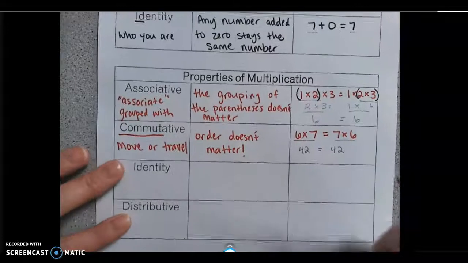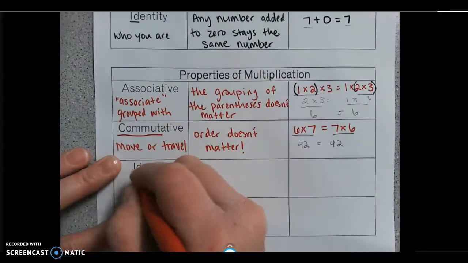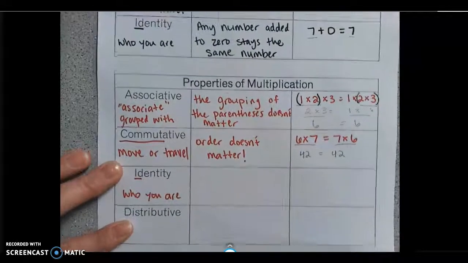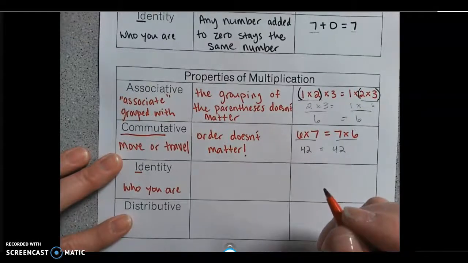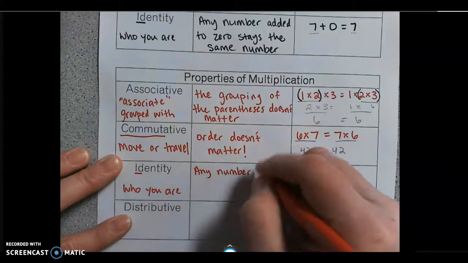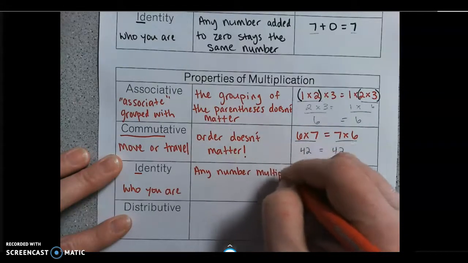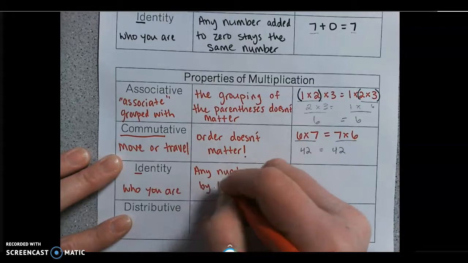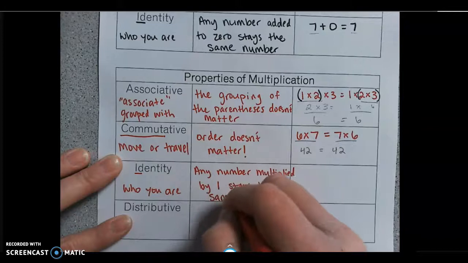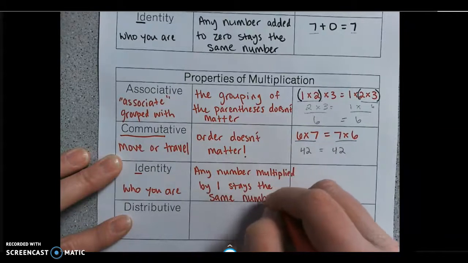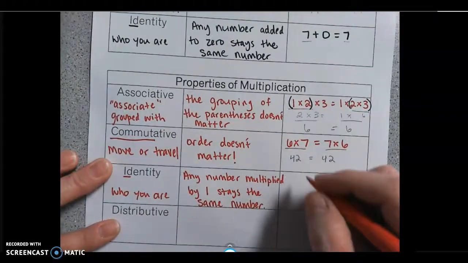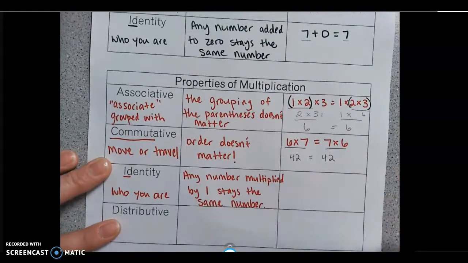Okay, identity is the next one. Identity is your ID, or who you are, if you remember that from earlier. So the property of identity for multiplication says that any number multiplied by 1 stays the same number. Okay, so then if you look over here, if you multiply any number by 1, you still get the same answer.